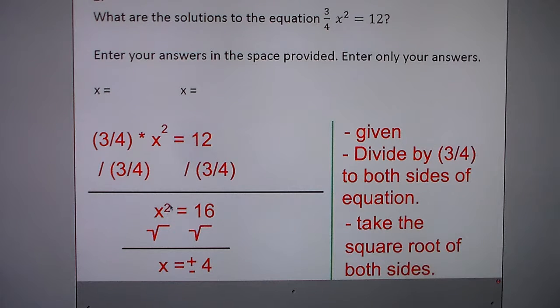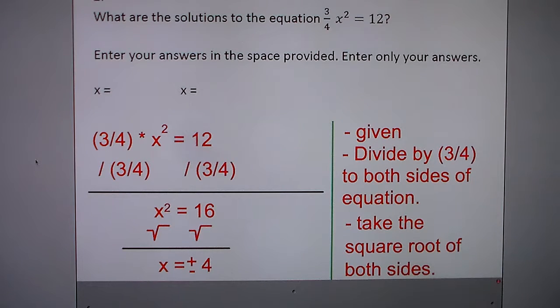As we see here, the square root of x squared gets you x. And the square root of 16 is positive 4, and it's also negative 4. So we have two answers here, positive 4 and negative 4. Those are our two answers that we're going to put up here in the two drop boxes.